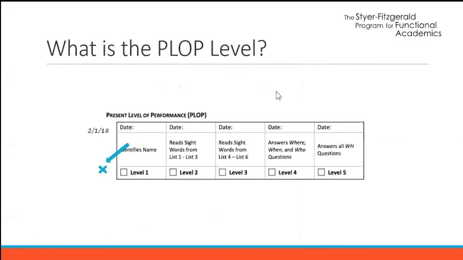Okay. Secondary, same for you guys. The student couldn't identify their name. So you're going to put an X outside of the box to the left with a date to denote, yes, I did assess this skill, excuse me, I misspoke, but the student didn't meet criteria.